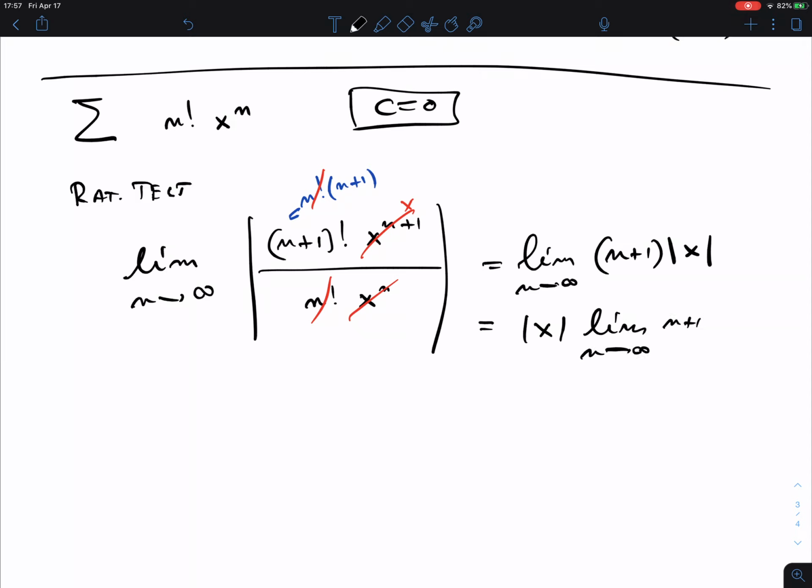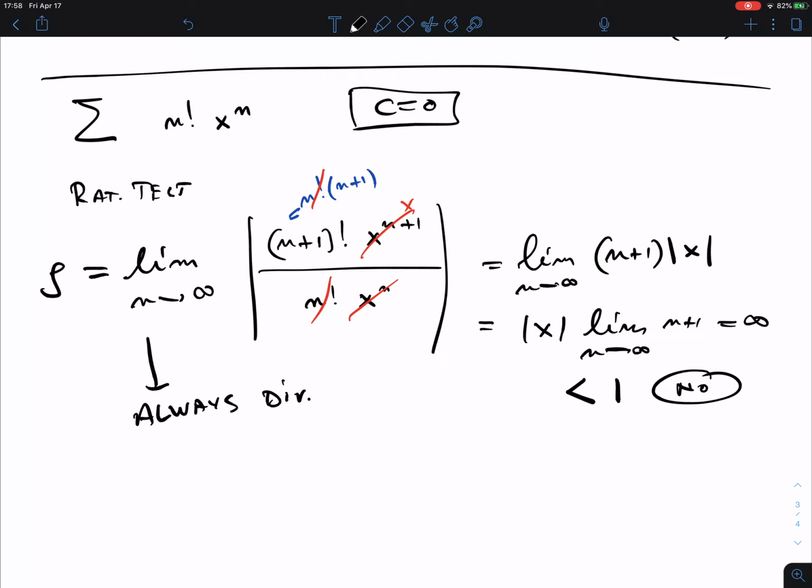But then, that's infinite. And that, infinite radius of convergence? No. This is the ratio test. And the ratio test says it has to be less than 1. This was rho. Now, infinity is never less than 1. No. So this is always divergent. Well, that's not entirely true. So what does it mean? If it's always divergent, that means that the radius of convergence is 0.